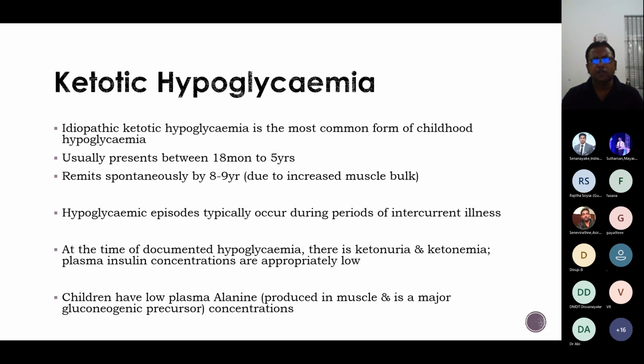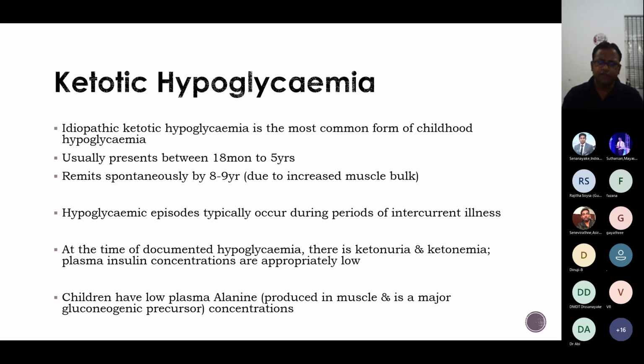Usually they present between 18 months to 5 years, and usually it remits spontaneously by age of 8 to 9 years, and remission, we think, is due to increased muscle bulk. It usually happens in association with other intercurrent illnesses.